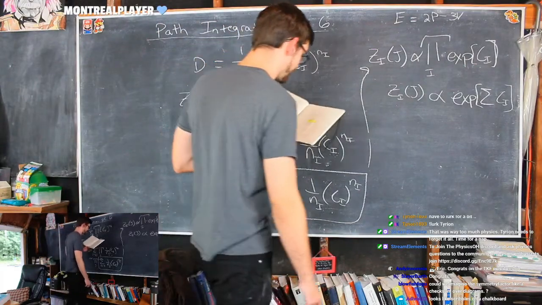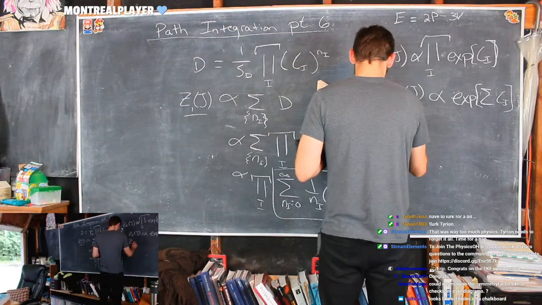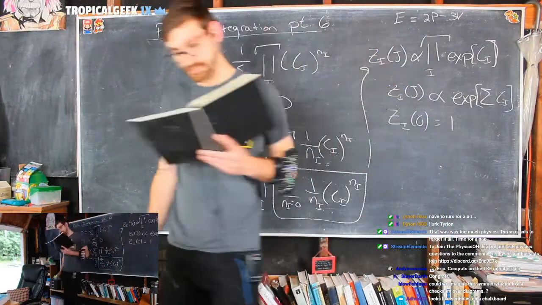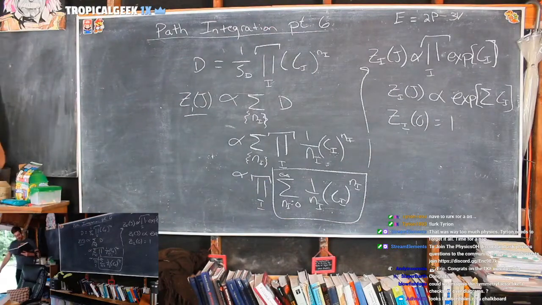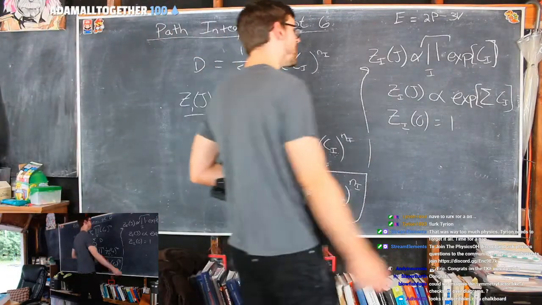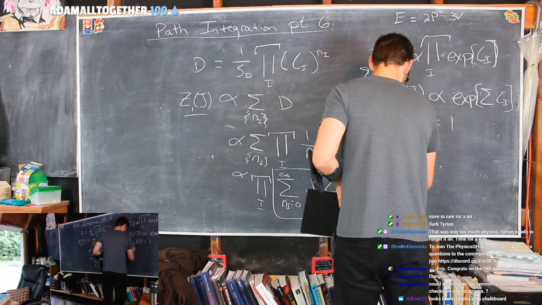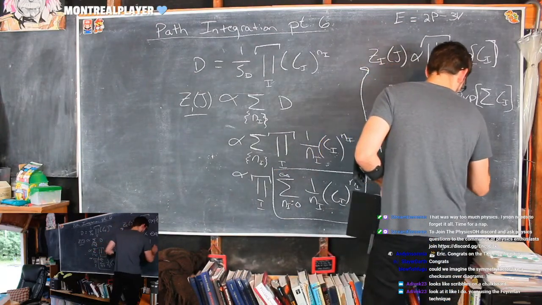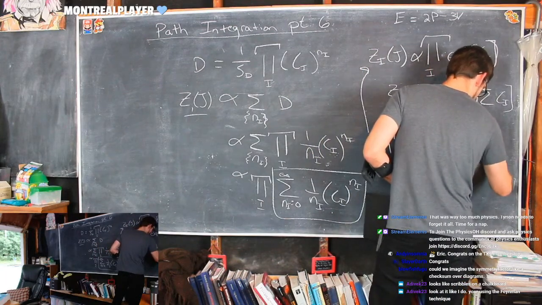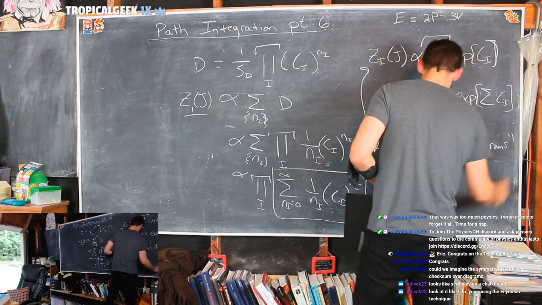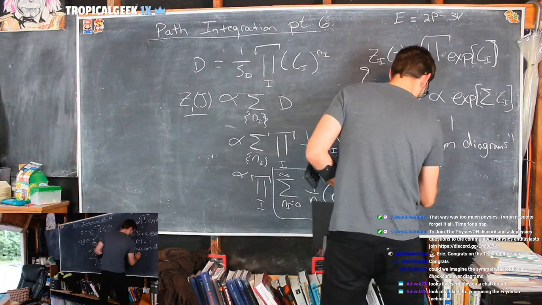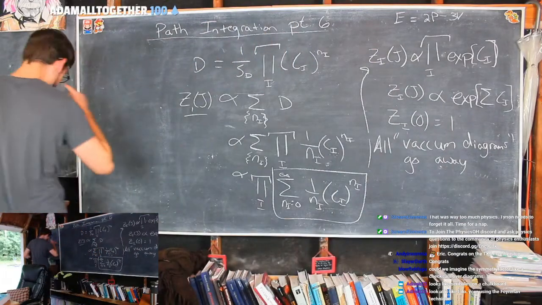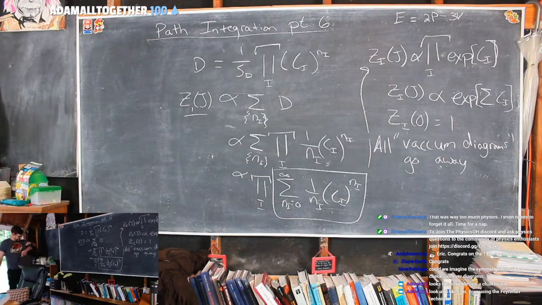And to make things even better, we need to make sure that this is normalized so that if there's no sources, this equals 1. What does that mean? That means that vacuum diagrams go away. Let's say all vacuum diagrams, that is ones without sources, go away. Just like we saw before where we had to divide out by J equals 0, remember that thing?